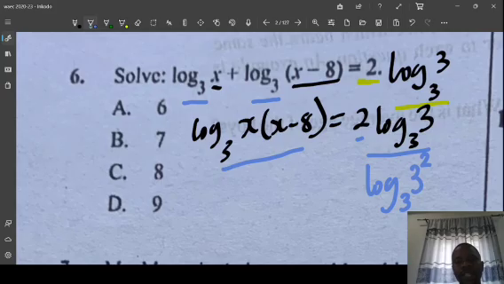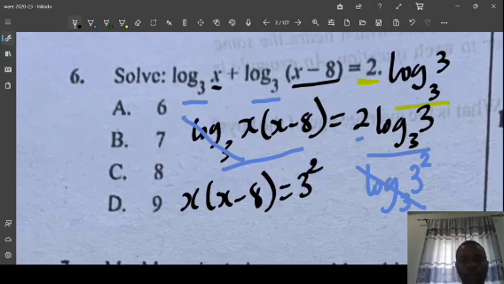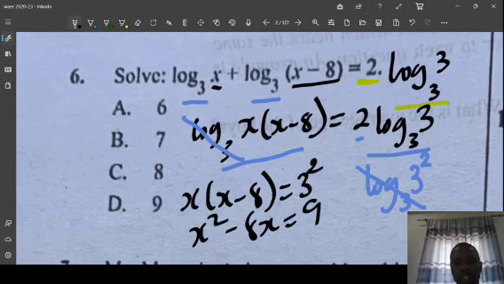So now that they are both in the same base on either side of the equation, I can easily cancel log 3 here and also cancel log 3 here, such that the final equation I'm having is x into x minus 8 is equal to 3 squared, all right. And if I expand further, what I'm going to have is x squared minus 8x is equal to 9. Are you noticing the shape where this is going?